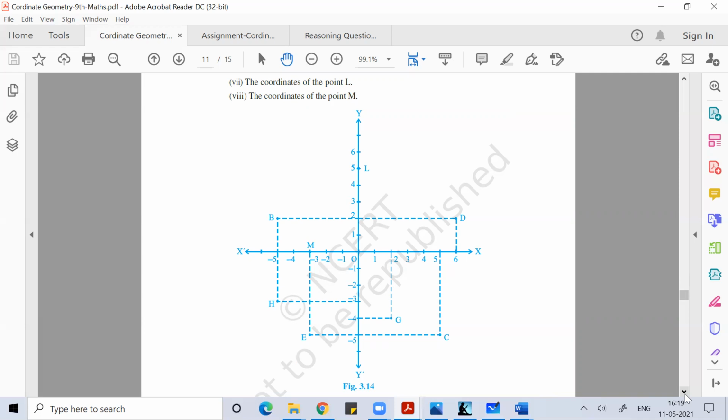Then the question is the point identified by the coordinates -3 and -5. That is E. The fourth question is the point identified by the coordinates 2 and -4, which quadrant? Fourth quadrant, G. Very good. The abscissa of the point D is 6. Then the ordinate of point H is minus 3. Correct. The coordinates of point L are 0 and 5. Correct. And the coordinates of point M are minus 3 and 0.